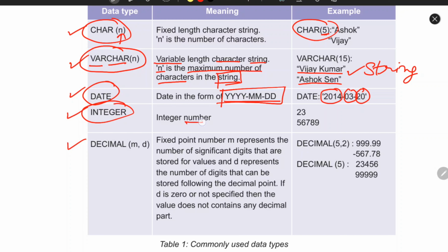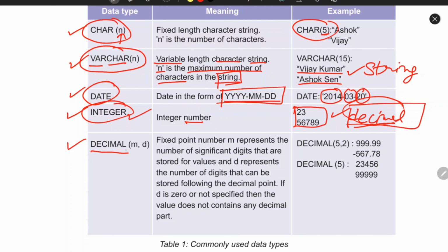In this we can add numbers only, and these numbers are added in the decimal form. Decimal means 1, 2, 3, 4, normally the numbers which we add. I'm not talking about octal numbers or binary numbers. Normal decimal numbers we can add inside these integers.